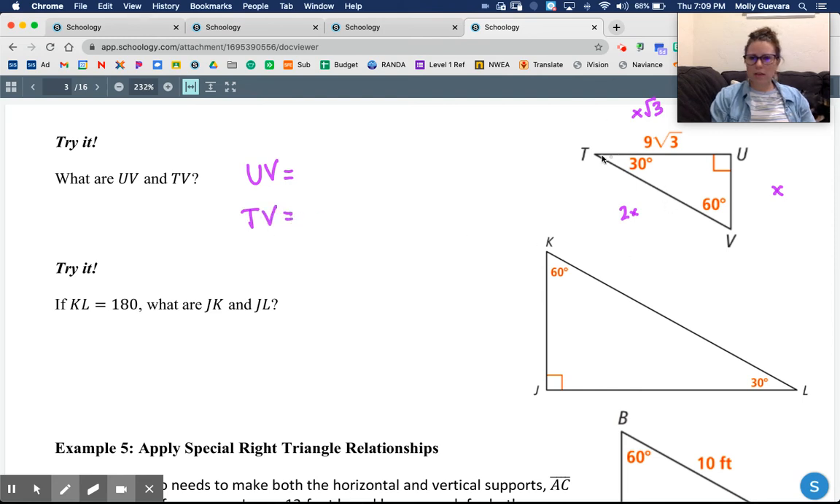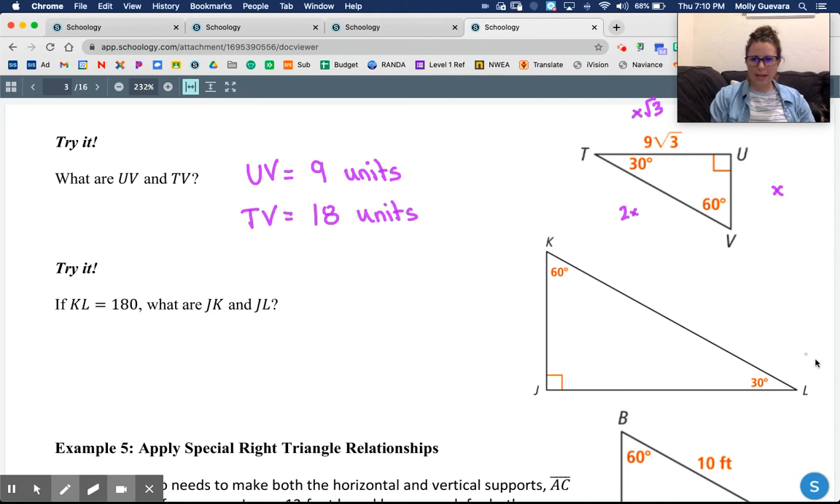So let's start with UV. I know that TU is 9 root 3. So that means that X has to be 9. So UV then has to be 9 units. I also know that my hypotenuse is always 2 times X. Well, if X is 9, then my hypotenuse has to be 18 units. And that's it.